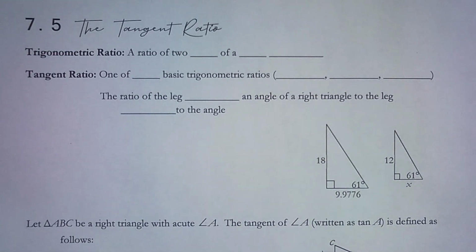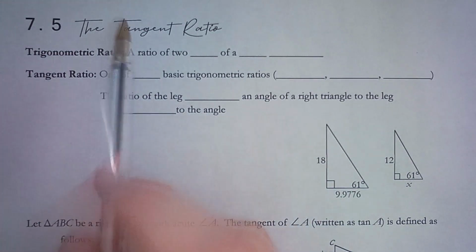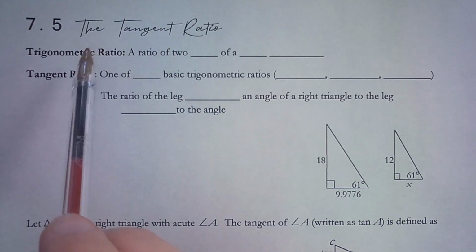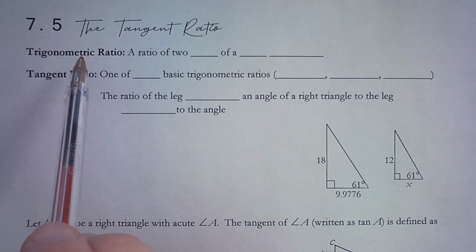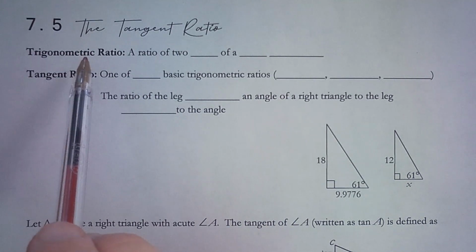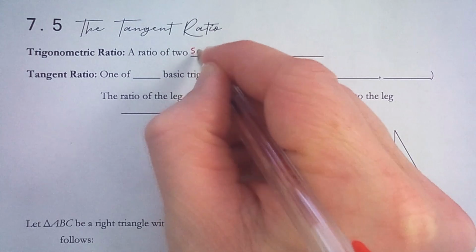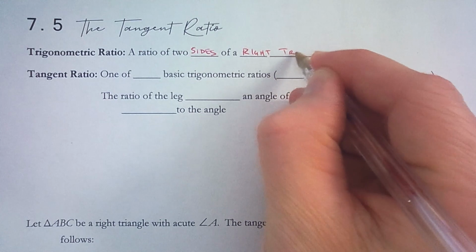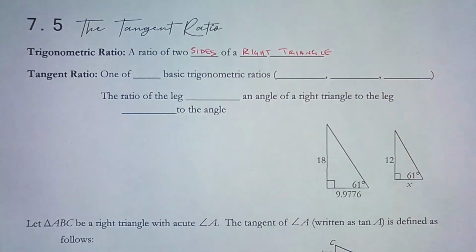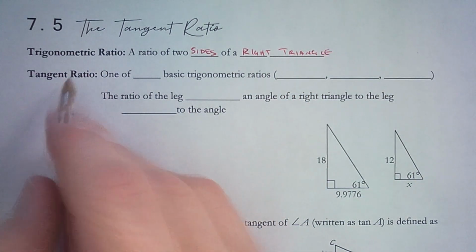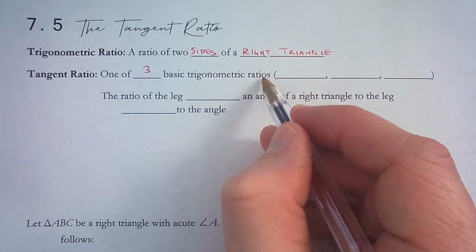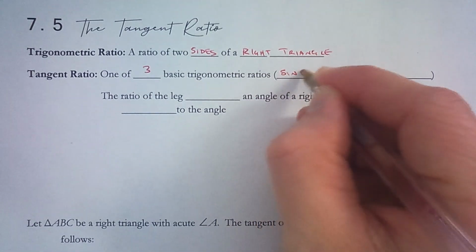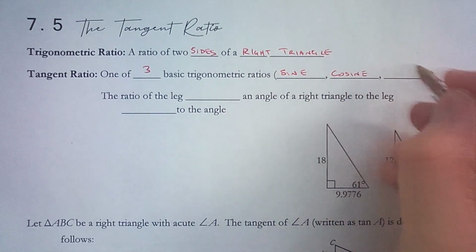Hey everybody, welcome back. Today we are going to learn about the tangent ratio. The tangent ratio is a trigonometric ratio. There are three different trigonometric ratios. A trigonometric ratio is a ratio of two sides of a right triangle. Okay, so there are three of them. Tangent is one of the three basic trigonometric ratios. The three trigonometric ratios are called sine, cosine, and tangent.